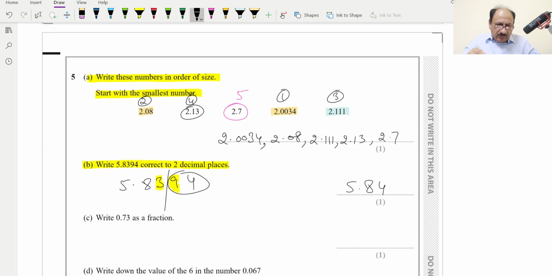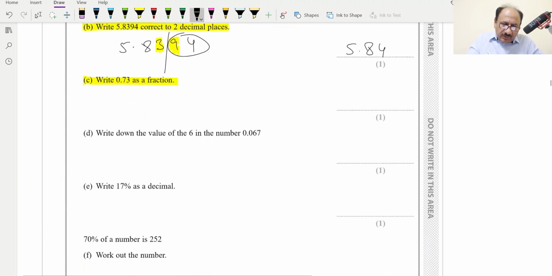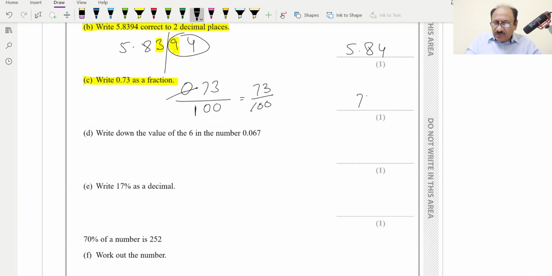Now write 0.73 as a fraction. To write in fraction format, we will be writing the decimal 0.73, and under the decimal we will be putting 1, and for each digit we will be writing 0, and the decimal point will be gone. So this will be equal to 73 over 100. This will be the fraction which we'll be providing as our answer.